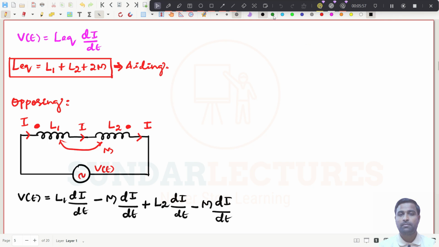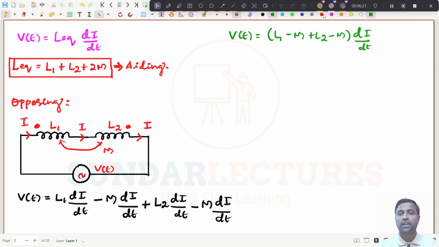And if I further simplify this, what I will get, maybe I will write it in a different color. V of t can be written as L1 plus L2, maybe this value, L1 minus M plus L2 minus M, into di by dt.